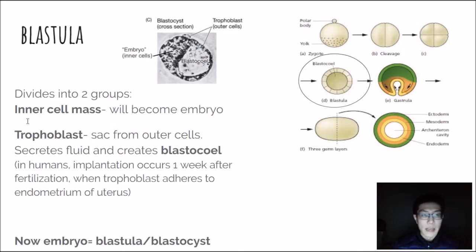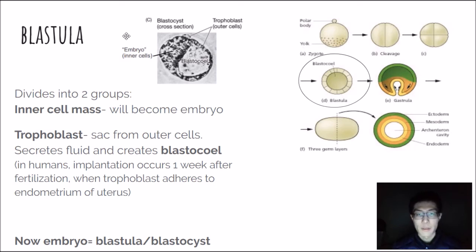So after cleavage, you have this process known as blastulation, or the formation of the blastula. The blastula itself is kind of divided into two main cellular groups. You have the inner cell mass over here, which eventually can develop into the embryo. In addition, you have the outer trophoblast over here. It's a sac that forms sort of the outer cells, and they can secrete fluid and create the blastocele. The trophoblast eventually also gives out nutrients to the embryo, and in the very end, it actually contributes to the human placenta. So the trophoblast has a very key component within development.